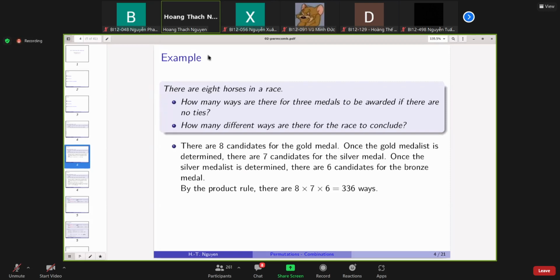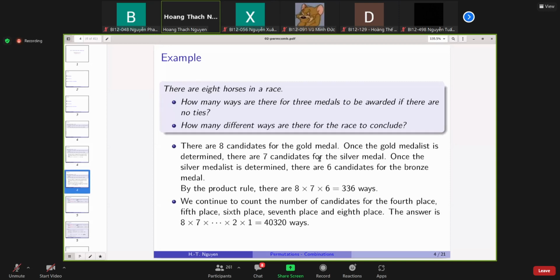And if you are interested in the total result of the race, then we can continue here. We stopped after the first three places, and if we continue to the last place, then we will have 8 times 7 times etc. times 2 times 1, which gives us more than 40,000 possibilities.